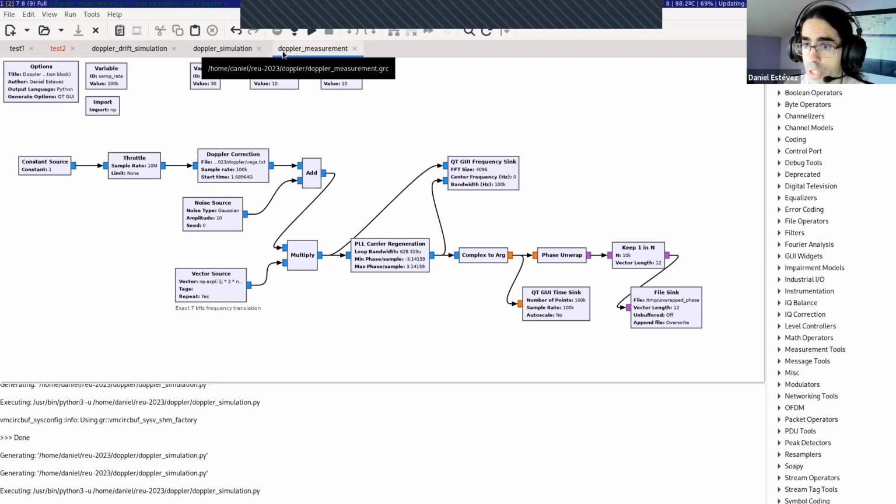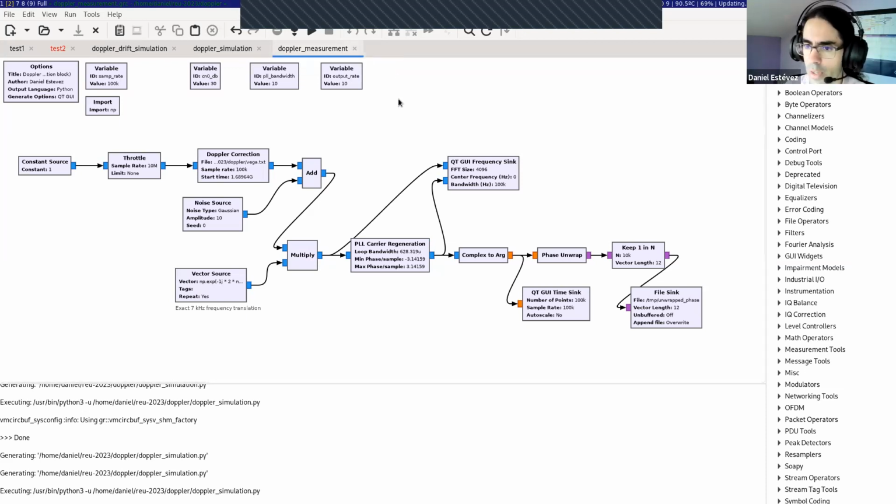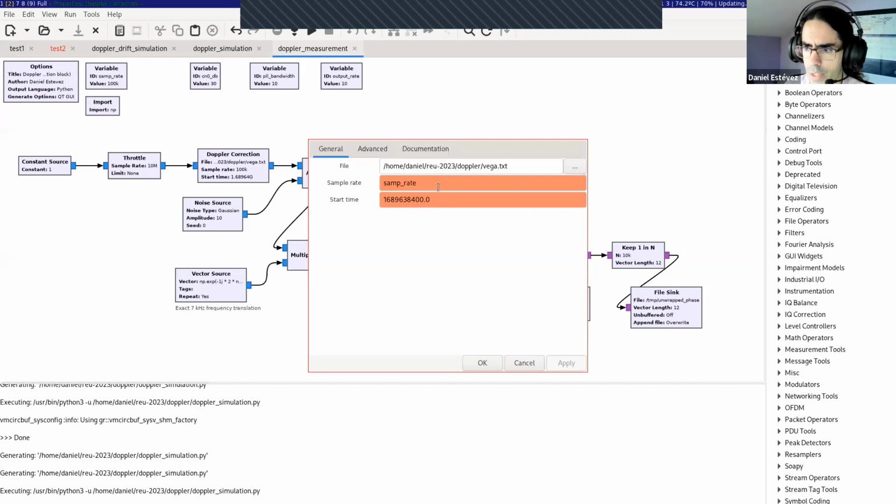As you might have noticed, for the sake of time, I'm using this Doppler measurement flow graph, which is already on the repository. And what I'm doing here is I'm simulating the Doppler for Vega. So we generated this before. I have actually updated the flow graph with the current Vega Doppler file and the timestamp.